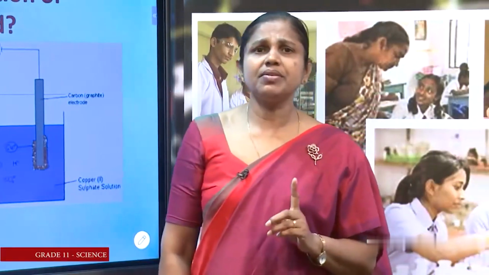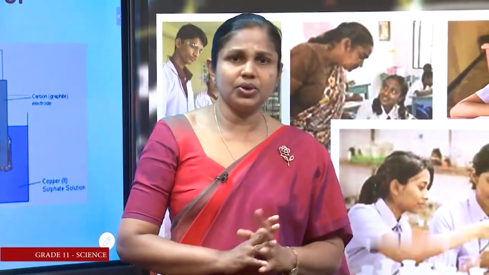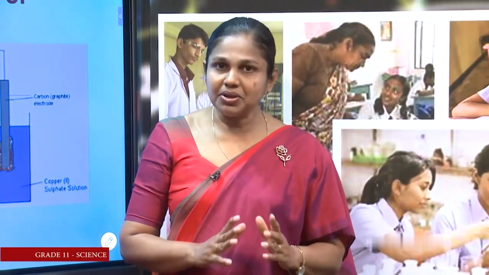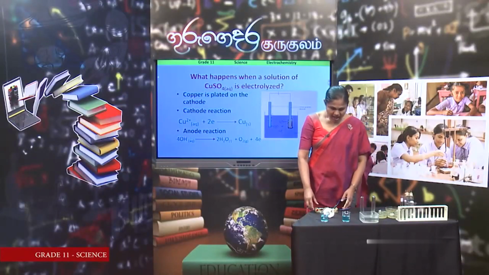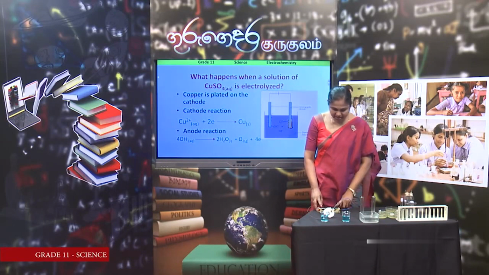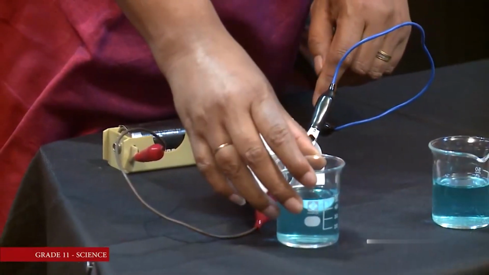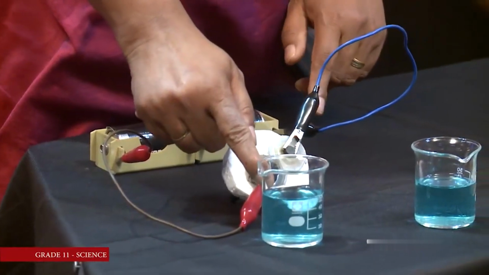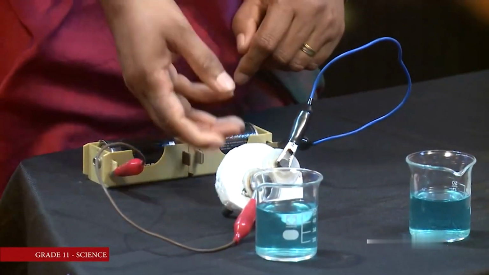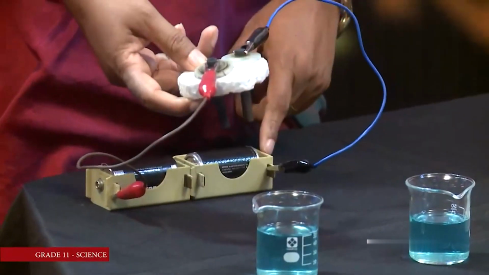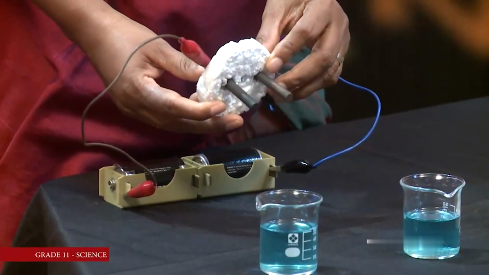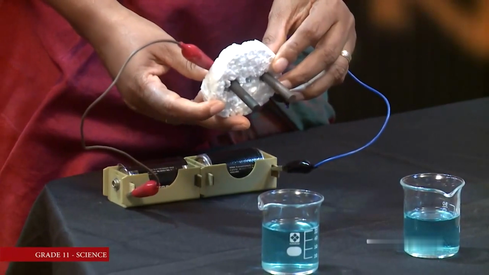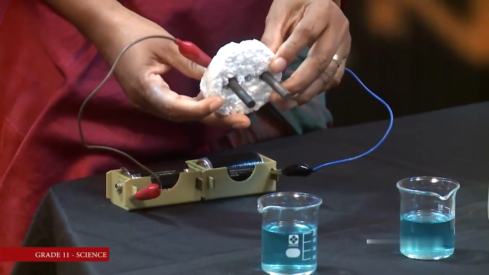Right. Now children, I am going to show you how this happens by doing a real practical. Right. Now look at here. I have two dry cells connected together as the battery and copper sulfate solution. This is blue color copper sulfate solution, right? And the two terminals of the battery are connected to the carbon rods.